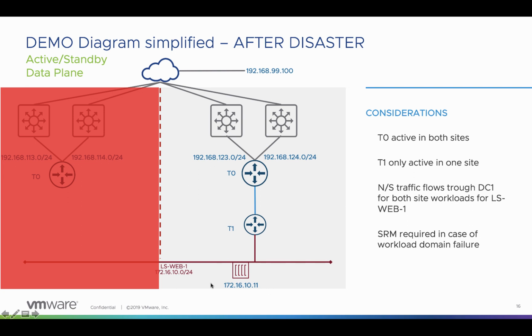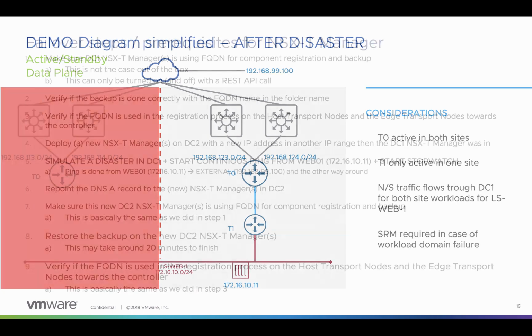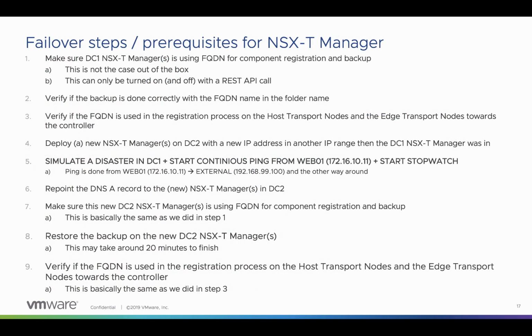So let's see. There are actually a lot of steps involved here. The first step is to make sure that the NSX-T manager is using the fully qualified domain name for component registration and for backups. Note that this is not the case out of the box, and this can only be turned on or off with a REST API call. So let's look at that. How does this look?